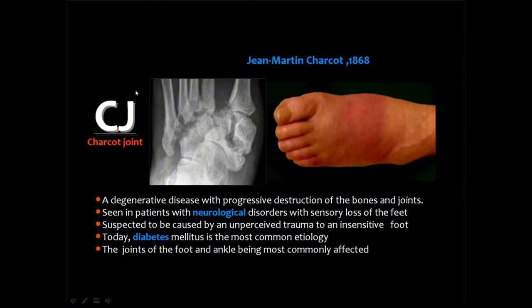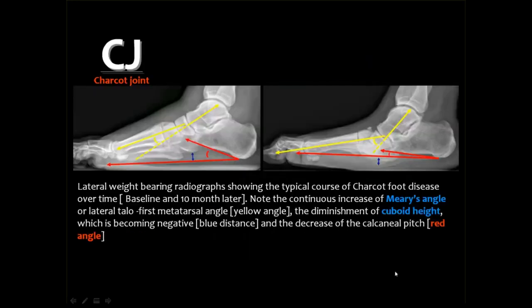Then this is an example of Charcot joint, which as I have mentioned, is the sequelae of 3 superimposed factors, which are the loss of sensation and the decrease of the blood supply and the super added infection.